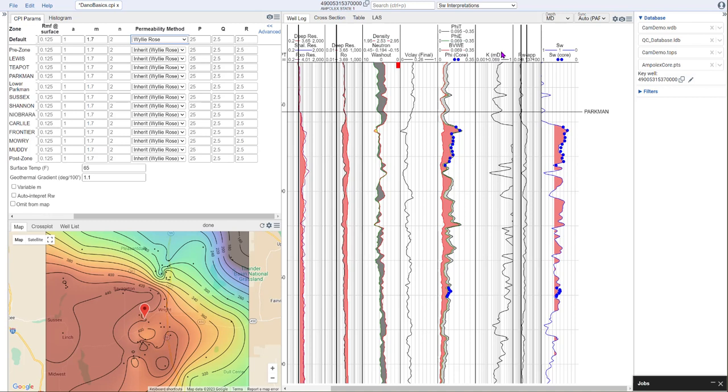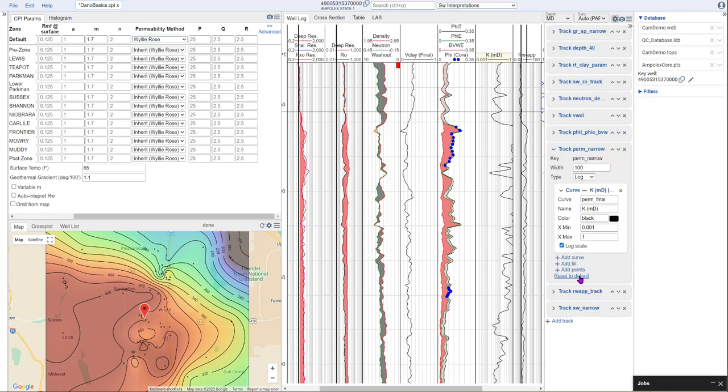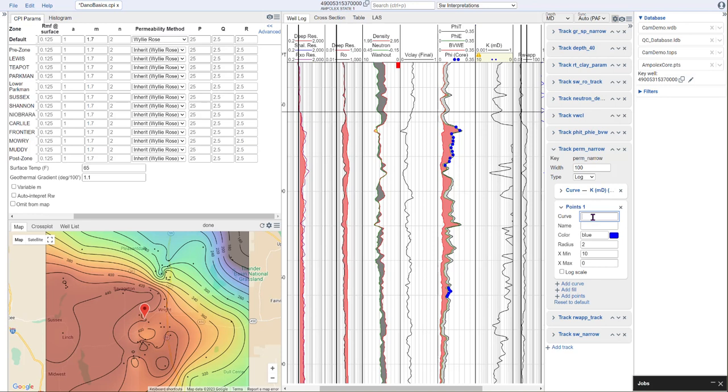So with permeability, it's always good to have a source of truth, and we're going to want to use our core for this. So first thing we need to do is we need to add our core here. So we're going to bring up the settings here. We're going to add points. I believe this is called perm here. We're going to say our permeability and core.